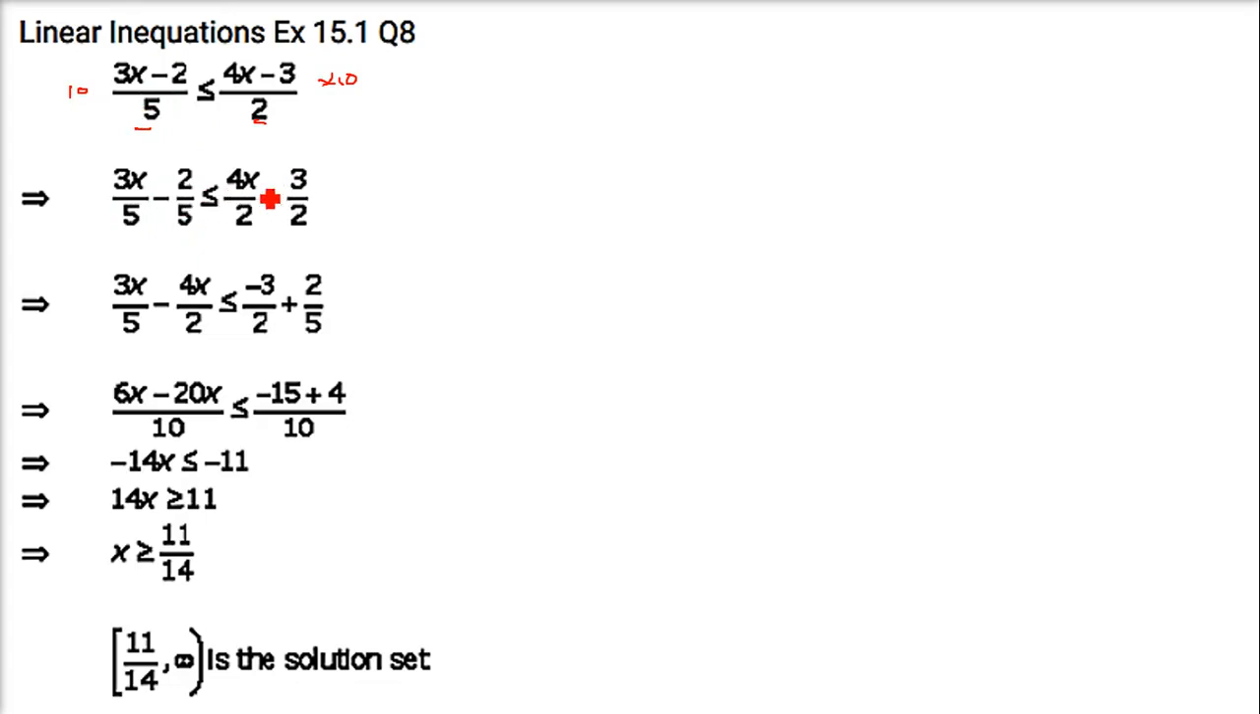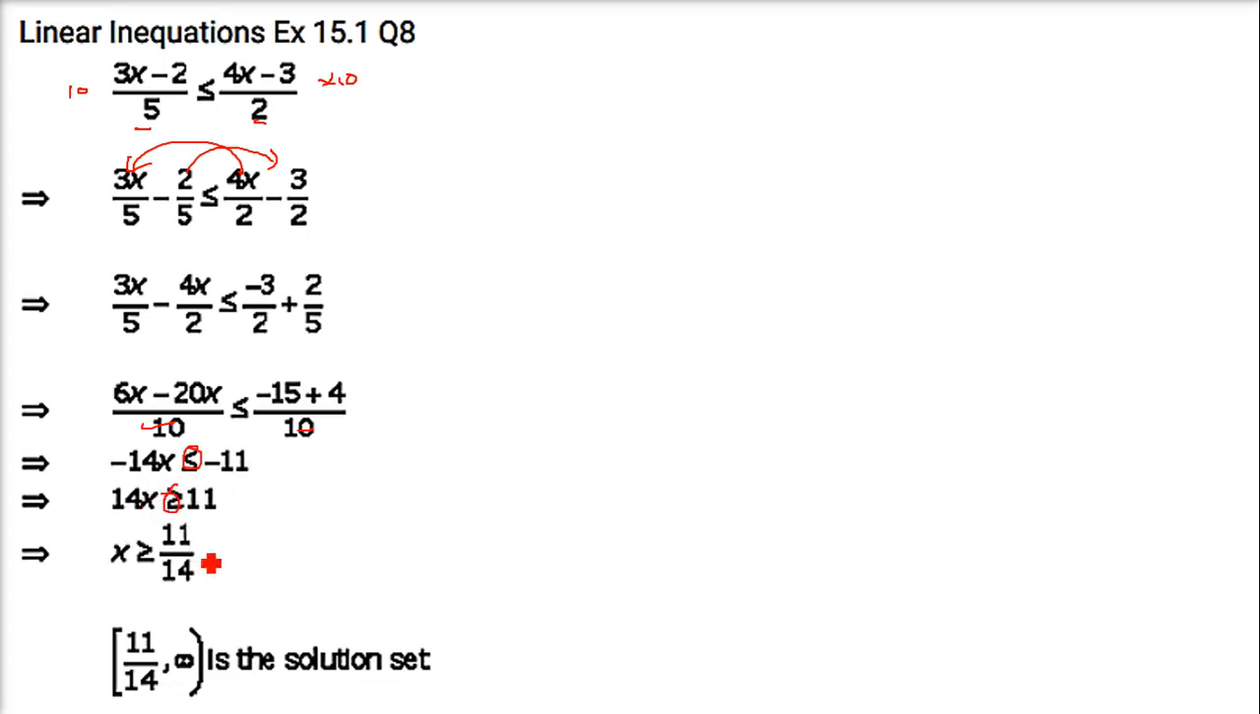Just separate them: 3x by 5 minus 2 by 5, 4x by 2 minus 3 by 2. Bring this here and bring this here. Now just solve this. You get 6x minus 20x by 10, minus 15 plus 4 by 10. This is minus 14x, this is minus 11. 10 gets cancelled. Now multiply both sides by minus 1. So this less than or equal to will become greater than or equal to.